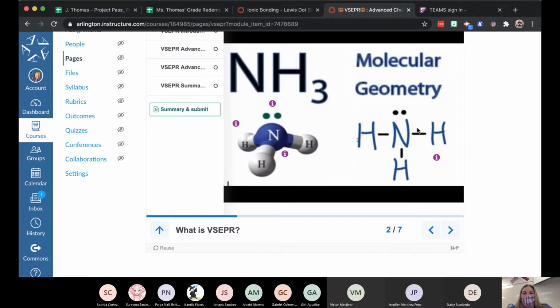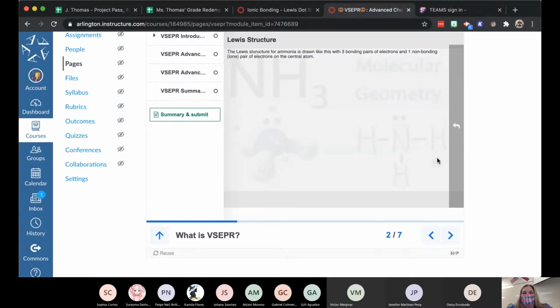It started out with a pair and 3 singles, and the 3 singles are what shared and paired up with these hydrogens. So when we look at the Lewis structure, this is actually called ammonia. This is what's in like Windex and certain glass cleaners. Ammonia is what this substance is called. But the Lewis structure for it is drawn like this.